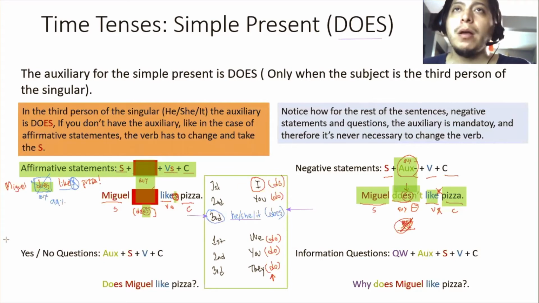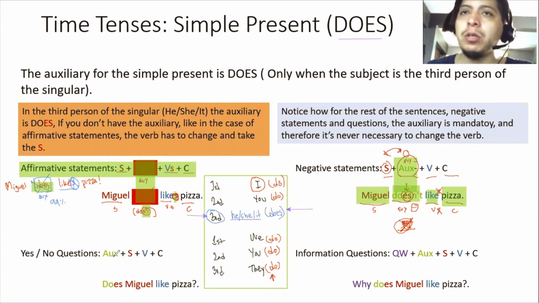Okay? Ahora, how do you make a question? How do you make a question? Let me just change this. Okay. So, when you're making a question, it is very simple. The only thing that you have to do is, again, the same thing. Subject and auxiliary, they change positions. You start with the auxiliary and then you have the subject. So you have first the auxiliary, then the subject, the verb, and the complement.